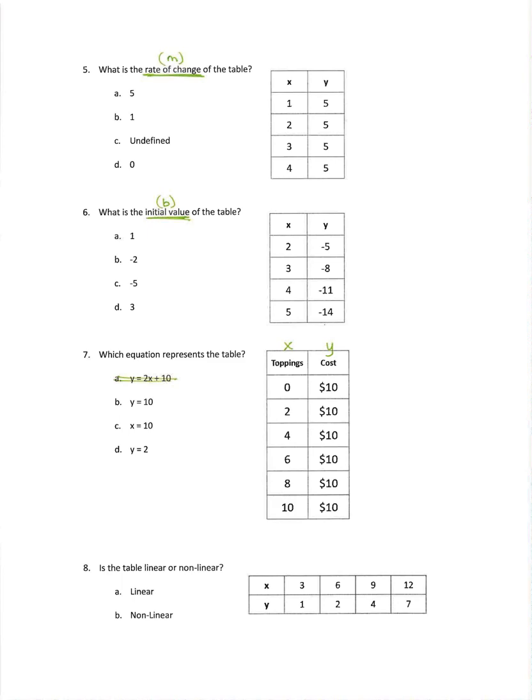Number 6, what is the initial value, or b, of the table? A, 1, B, -2, C, -5, or D, 3. Number 7, which equation represents the table? B, y equals 10, C, x equals 10, or D, y equals 2.